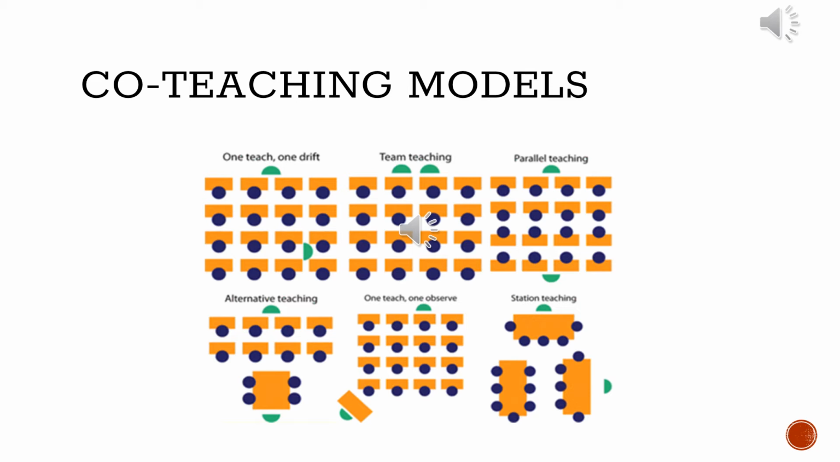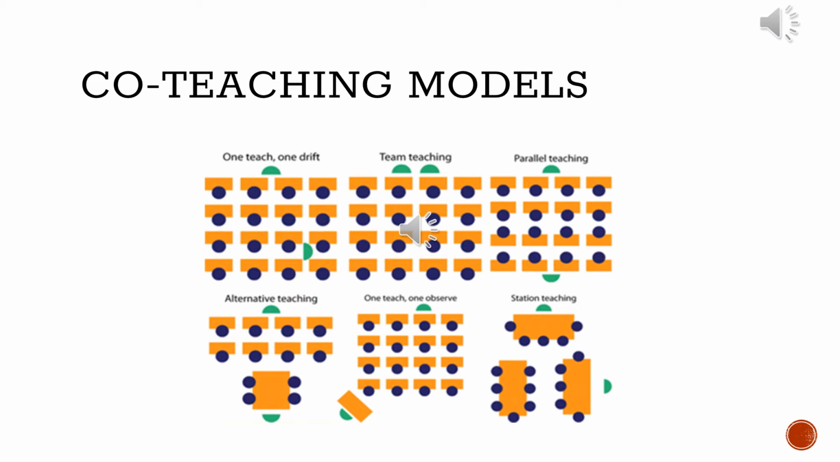Then you have parallel teaching, which means you basically just divide the class into two groups and you provide instruction on the same exact content, just in a smaller group. This allows for more responding opportunities for the students, and it also allows for the teacher to be able to provide a little bit more individualized instruction.